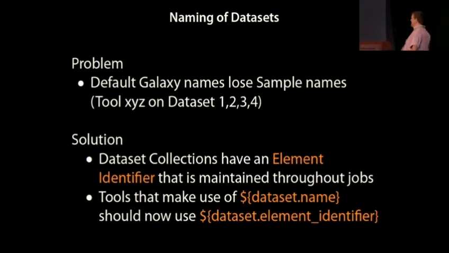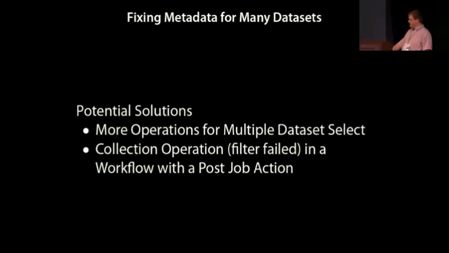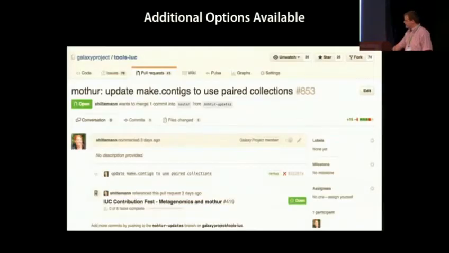Okay, sure. So your element identifier now, the issue is when you have large numbers of files in your history, you have these tool-on-data-set names, and those names don't work very well. And so now if you're writing new tools, instead of using dataset.name, use dataset.elementIdentifier. Additionally, I talked about fixing those files before. And then another issue is to try to add post-job actions for that.